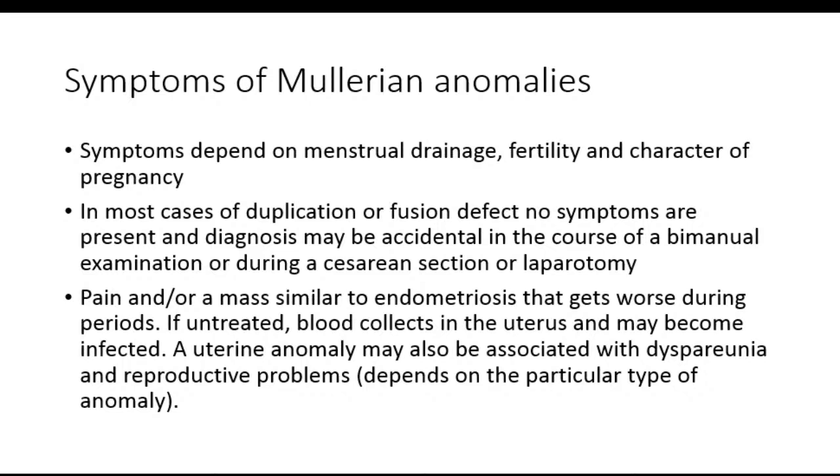Pain or mass formation similar to endometriosis that gets worse during periods. If untreated, blood collects in the uterus and may become infected, and pus can be formed. A uterine anomaly may also be associated with dyspareunia, painful intercourse, and different reproductive problems like I mentioned before, infertility or inability to carry the pregnancy.